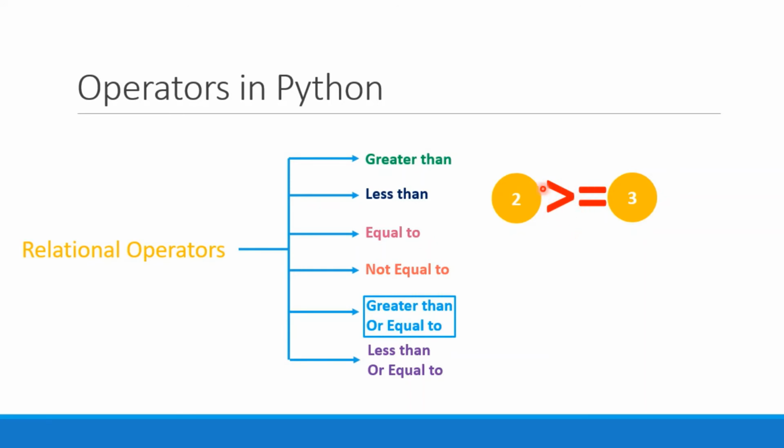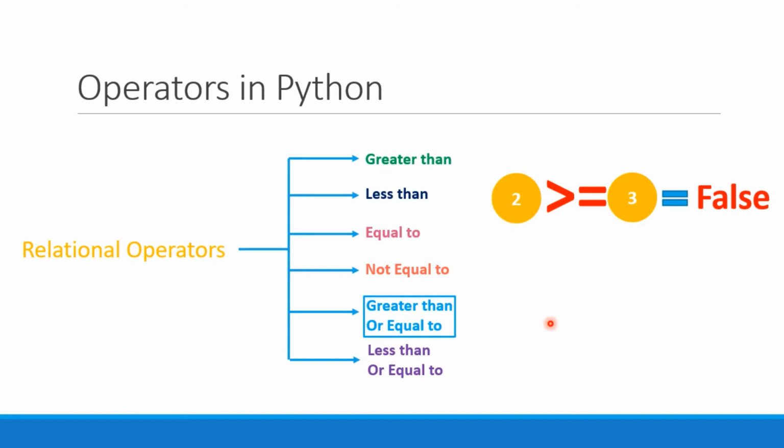So it will check if 2 is greater than 3, then this statement will be true, or if 2 is equal to 3. Okay, if even one condition is true, then it will give you the true answer. Like if 2 is greater than 3, then the answer will be true, and if 2 is equal to 3, then the answer will be true. For example, here the answer will be false because 2 is not greater than 3 and 2 is also not equal to 3. So the answer here would be false.